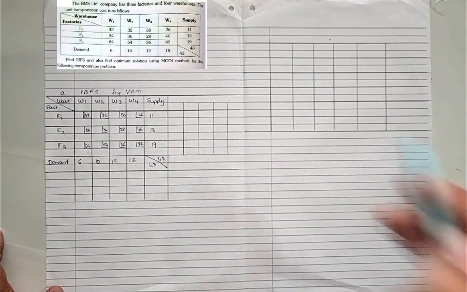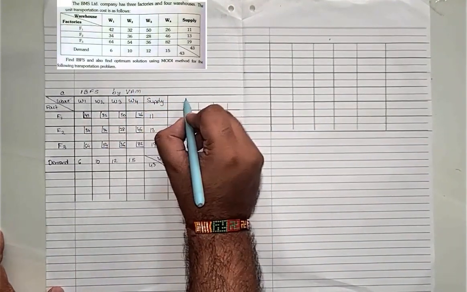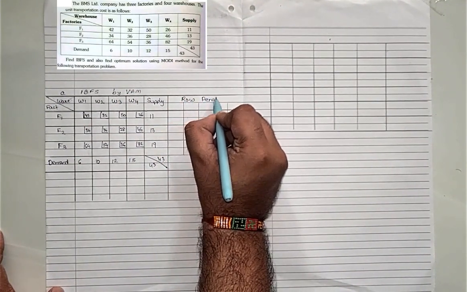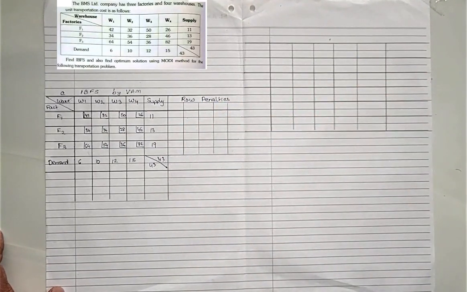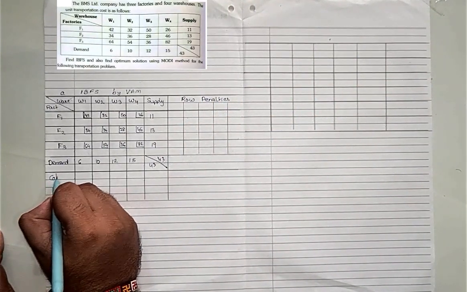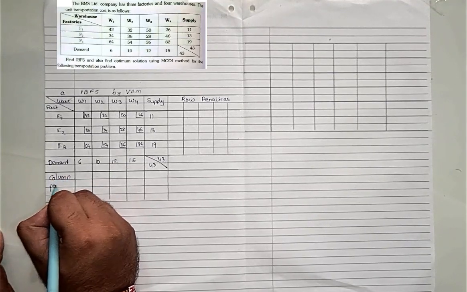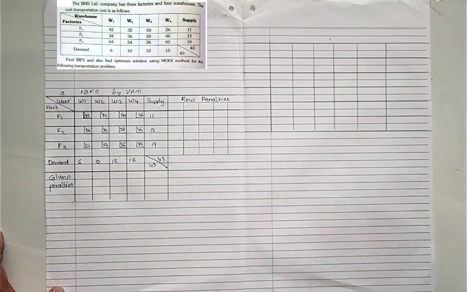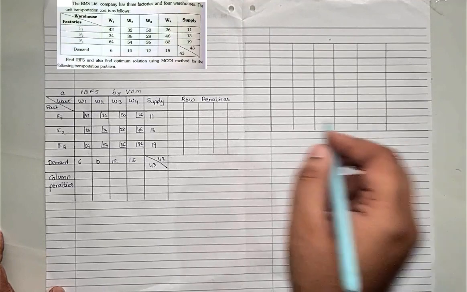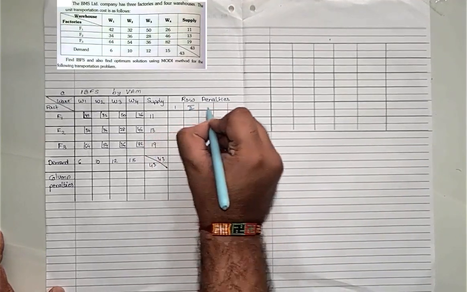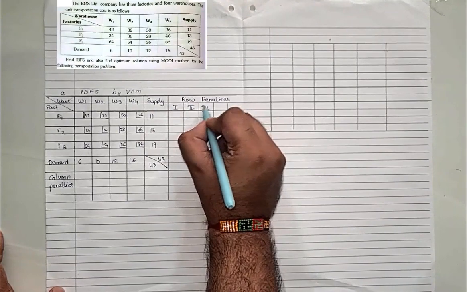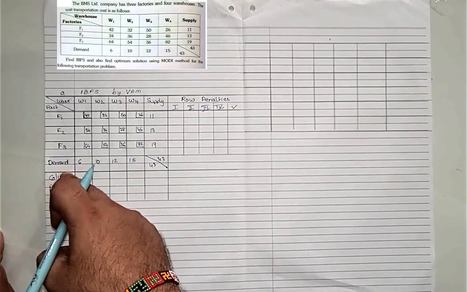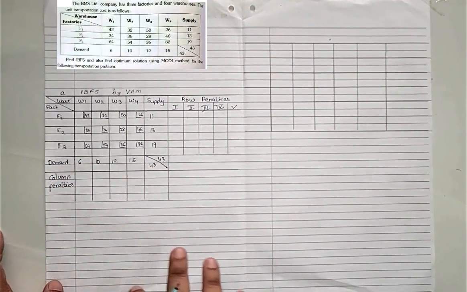Now, this is very important. In order to start solving the sum by the VAM method, we need something called row penalties and column penalties. I'll just number them: this is 1, this is 2, we can have 3, 4 and up to 5. The sum doesn't go beyond 5 penalties. So we have up to 5 row penalties and 4 to 5 column penalties.